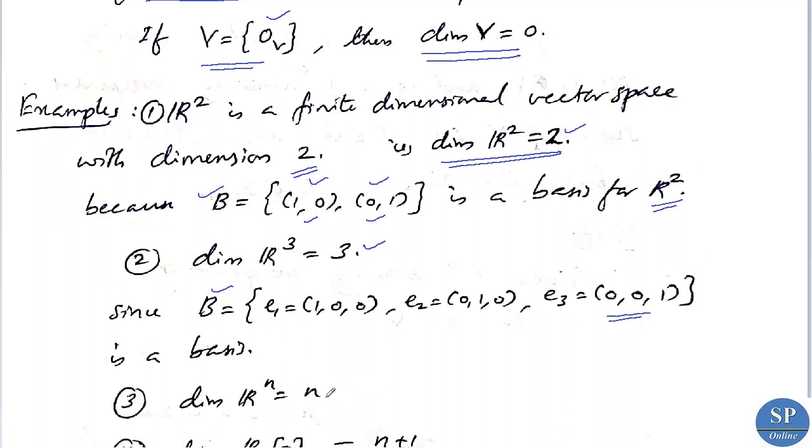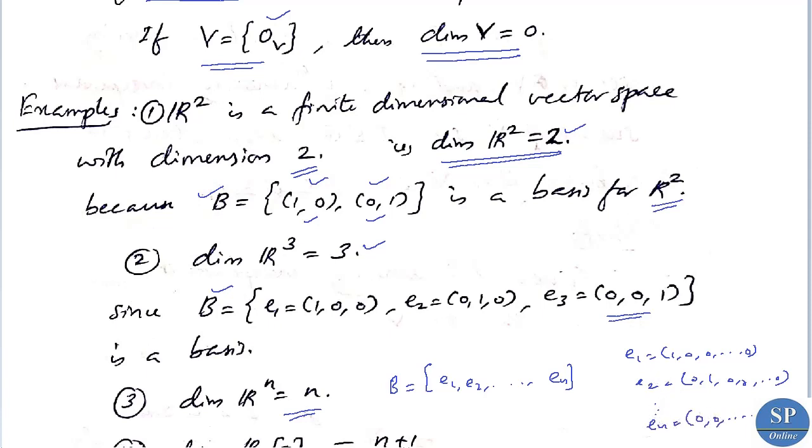Similarly, dim Rn is equal to n because we have the basis for Rn, which is e1, e2, e3, and so on up to en, where e1 is equal to (1,0,0,...,0), e2 is equal to (0,1,0,...,0), and so on, and en is equal to (0,0,...,0,1), where the last entry is 1. So any basis of Rn contains n elements, so dim Rn is equal to n.